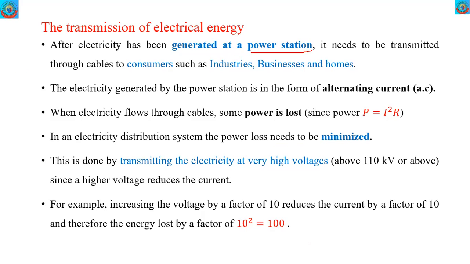The electricity generated by the power station is in the form of alternating current. Okay. At the very beginning, it is in the form of AC. Okay, AC current.